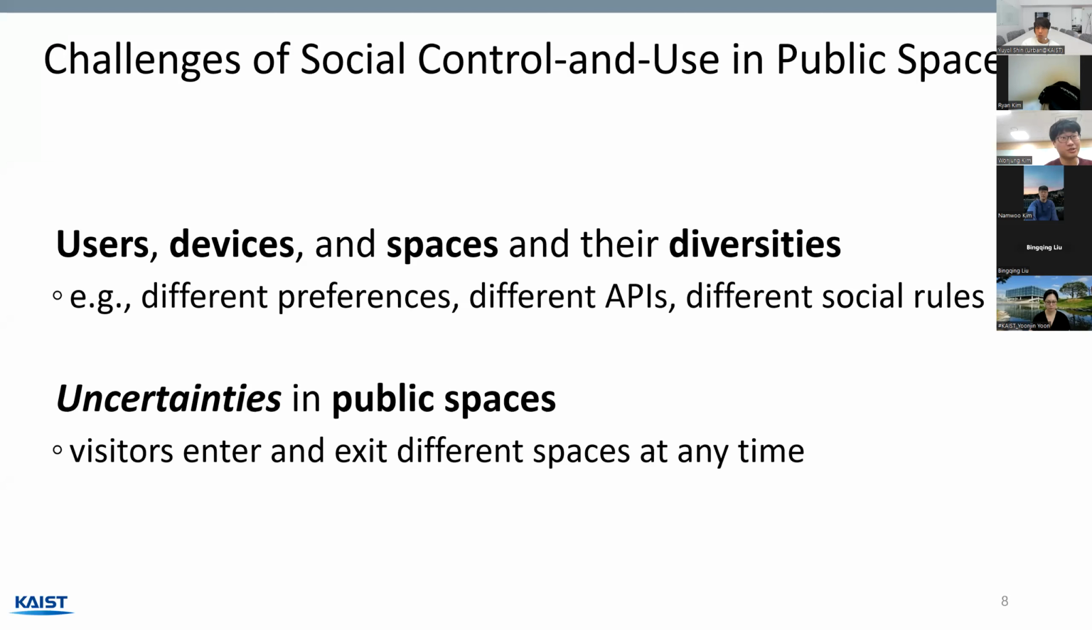However, social control and use has many challenges. First, diversity and heterogeneity in users, devices, and spaces. Users have different preferences, devices are made by different vendors, and spaces have different social rules. The three entities are already complex, and further, the interactions among the three entities make the problem even more complex and dynamic. And second, these problems are further complicated by the uncertainties in public spaces. We don't know when the visitors come and leave, and we also don't know if they will know each other or they are strangers to each other.